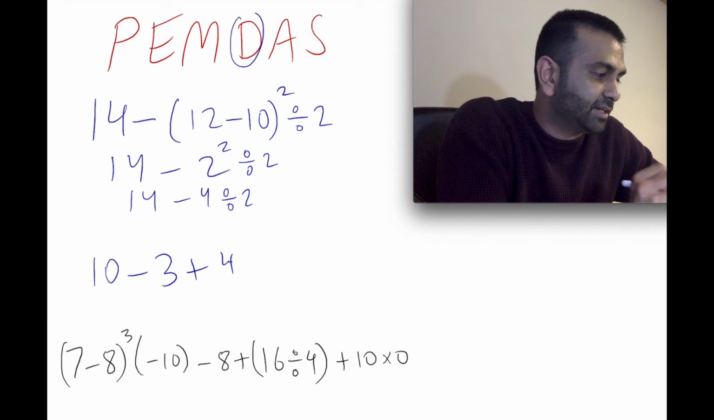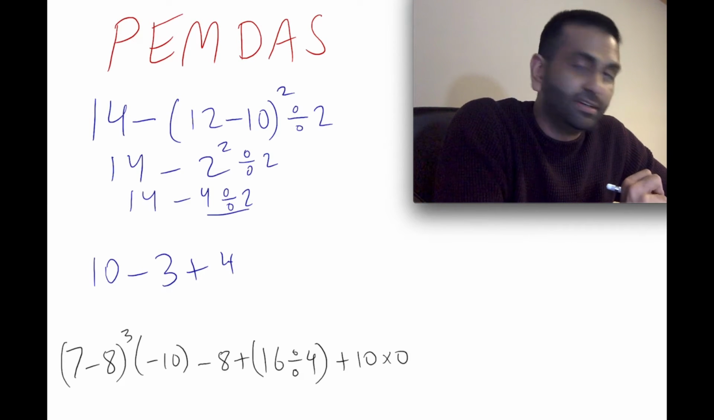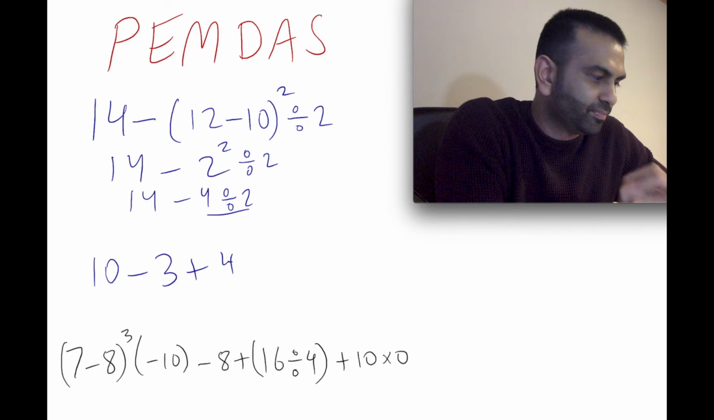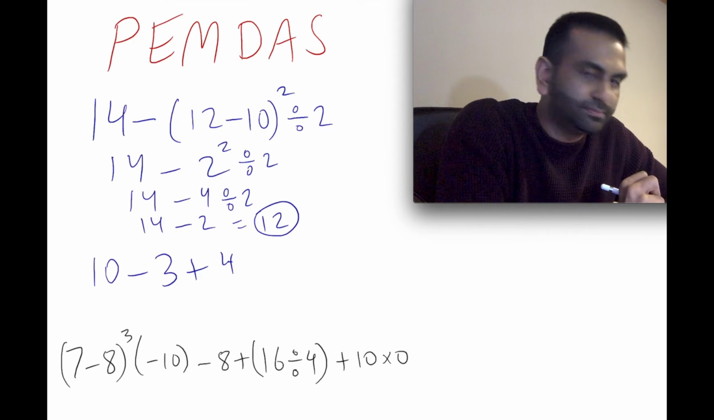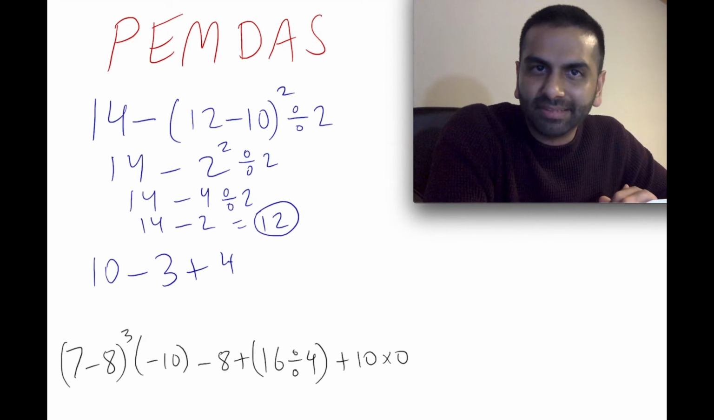Then there's a division here, that's next. So 4 divided by 2, that's 2. So finally we have 14 minus 2, and that gives us 12. All right, so that's just an implementation of it.